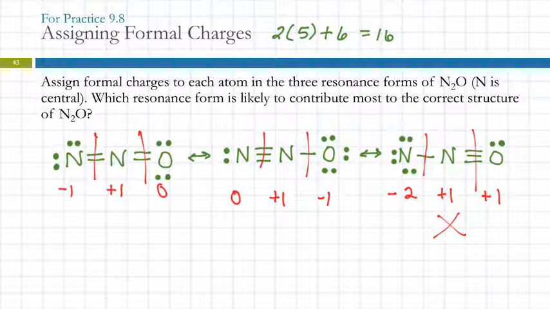The other rule was if you have a negative formal charge, give it to the more electronegative element. So oxygen is more electronegative. Oxygen is going to be more comfortable having a negative formal charge. And so this is also not the best one. This is the best one. So this has the best arrangement of formal charges. These others will exist to a small extent, but this is going to be the major contributor to the structure of this molecule. Any questions?